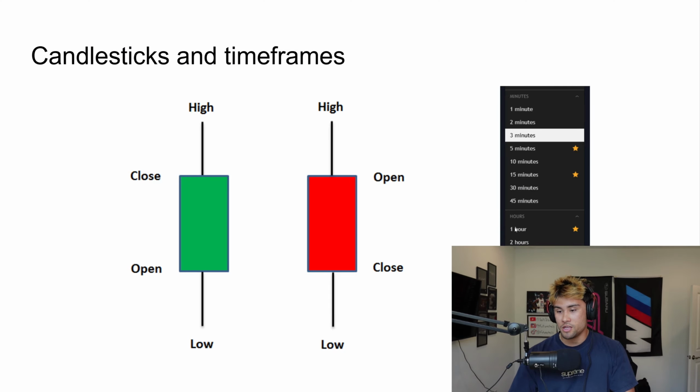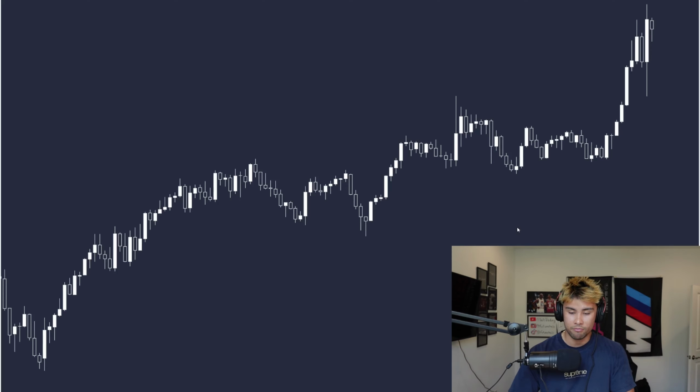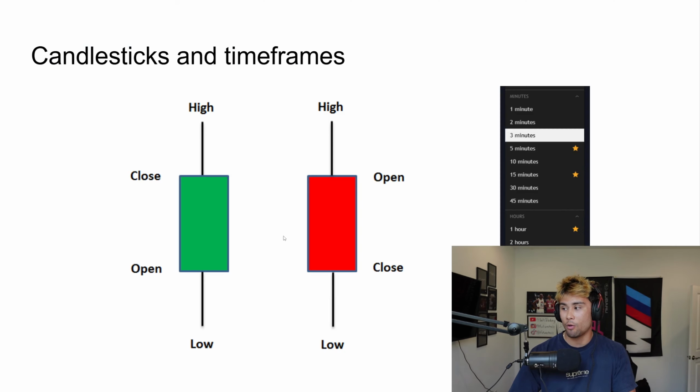Now, if I was on the 1 hour time frame, each one of these candles would have taken an hour to form. So pretty much whatever time frame you're on is how long each candle represents worth of price movement. Meaning that if I'm on the 3-minute time frame, which is the time frame that I primarily trade on, if a green candle were to start, the open would be the beginning of that 3 minutes.